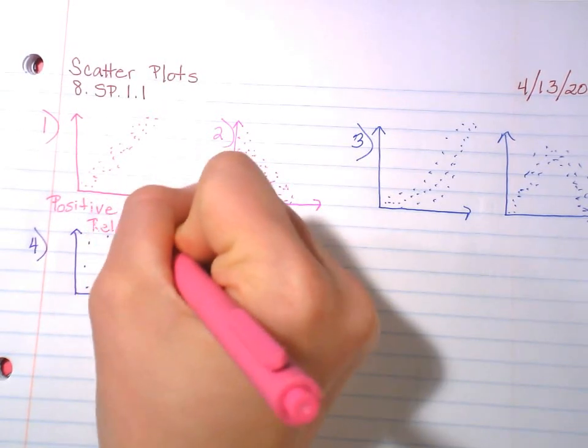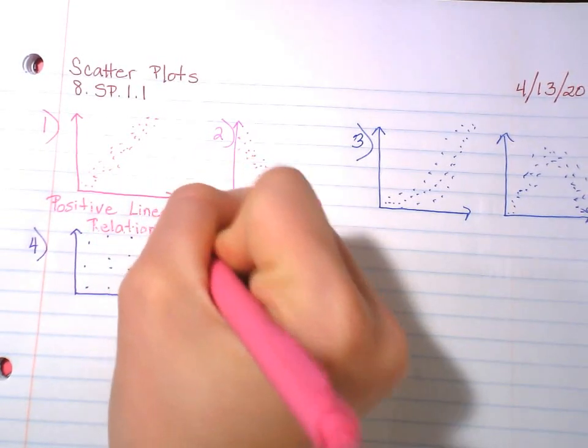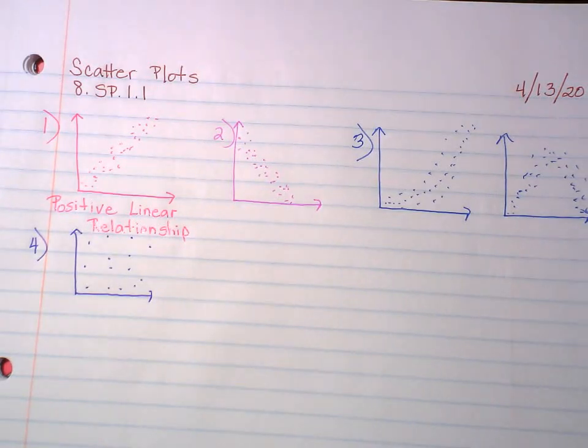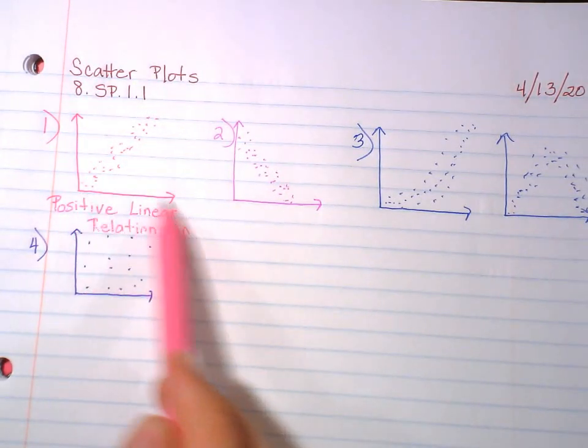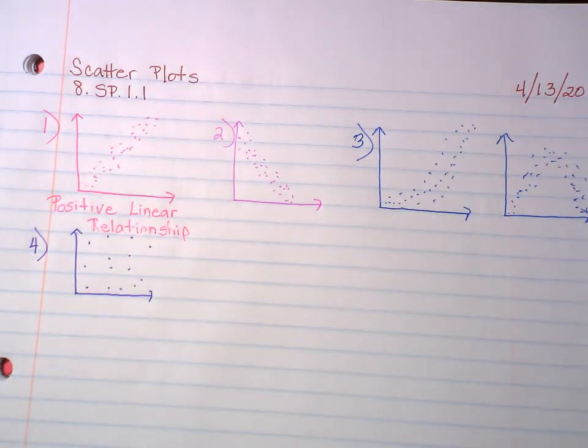Positive because it's a positive slope. Linear because you could draw a line through it, and it's a relationship between the x and the y axis, or the variables that it'll be representing.